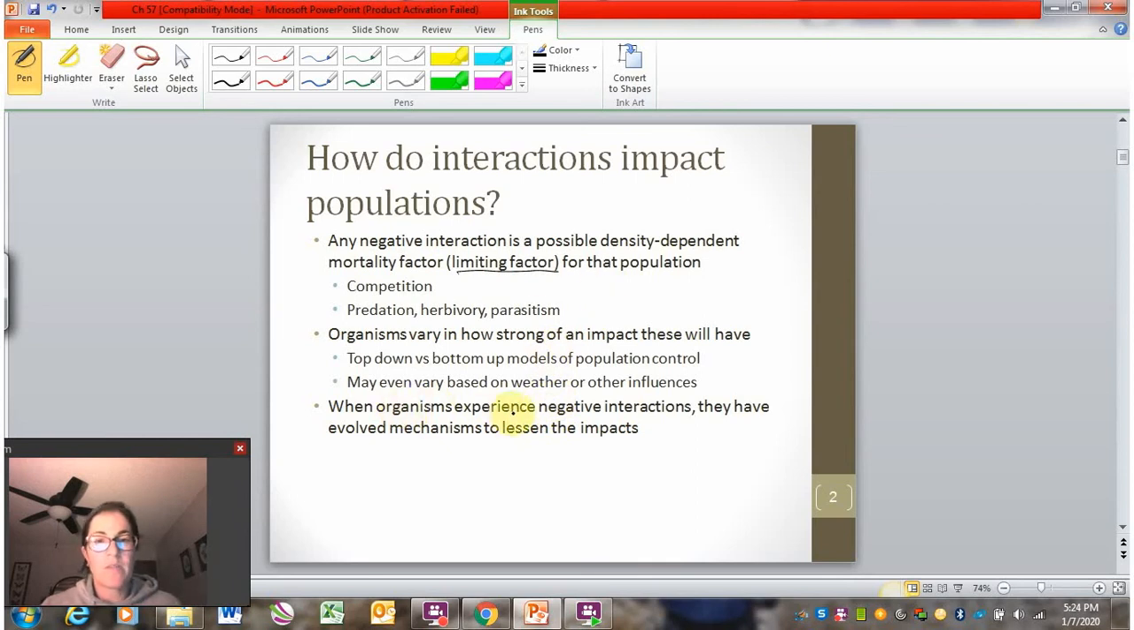Regardless, when organisms experience negative interactions, they generally have evolved mechanisms to lessen those impacts, right? So organisms have traits that have adapted to help reduce the impacts of competition. If competition was always having a really strong impact on them and they hadn't evolved any mechanisms to reduce that impact, then in all likelihood, that species might eventually go extinct. So when we're thinking about species interactions, we always want to be asking ourselves, how is this affecting the population and how are they adapted to minimize that effect?